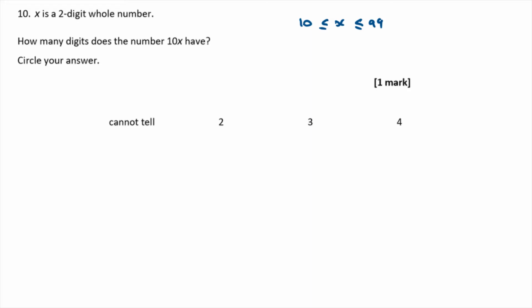Okay, so then 10x, if I multiply through by 10, then that tells me that my 10x has got to be between 10 times 10, which is 100, and 99 times 10, which is 990. Okay, so 10x is going to be between 100 and 990, somewhere in between. Okay, so all of the numbers between 100 and 990 have got 3 digits, so it's that one there, isn't it?